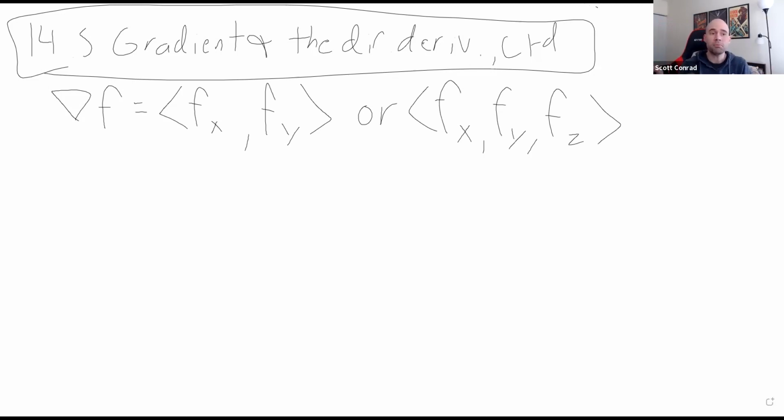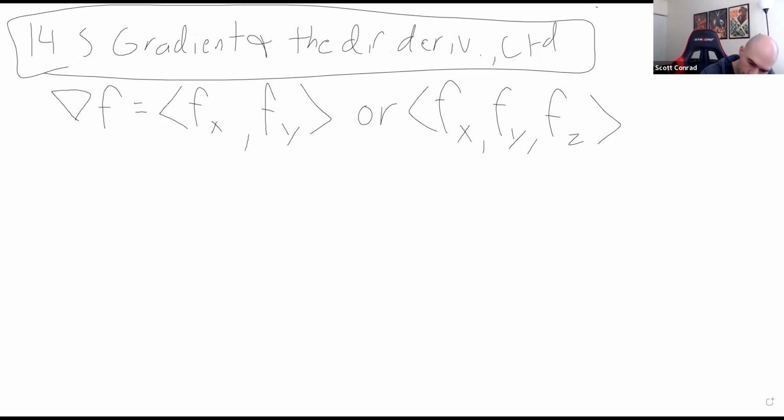So I didn't plug in a point in here. It's just sort of shorthand. But if we were at the point (a, b), it'd be the partial of f with respect to x at the point (a, b), and the partial of f with respect to y at the point (a, b), and so on and so forth. So that's the gradient of f.